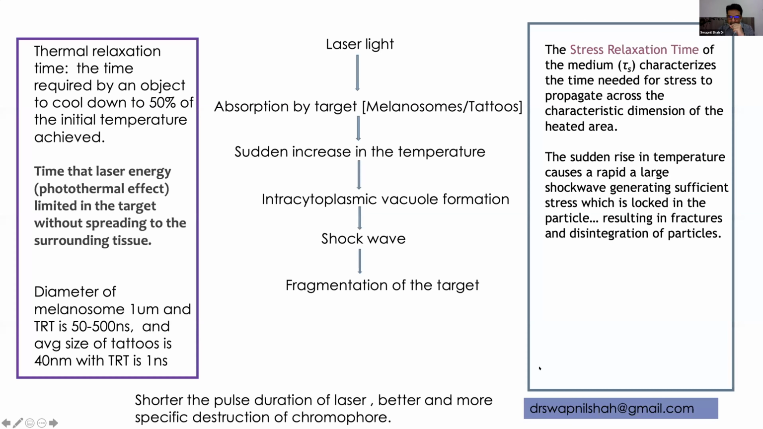And in both the lasers, the shorter the pulse duration of the laser, the better and more specific the destruction of the chromophore. So we want a pico laser with the shortest possible pulse duration. And currently the PicoWave has the shortest possible pulse duration available of almost all the lasers. It is around 415 picoseconds.